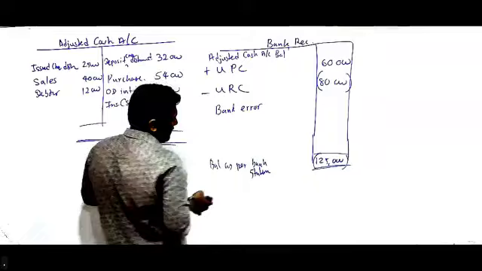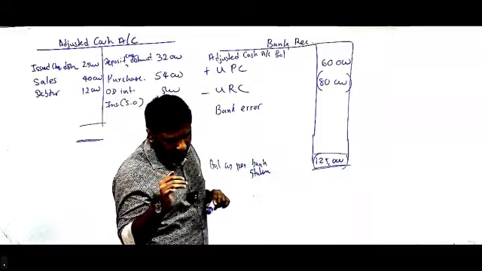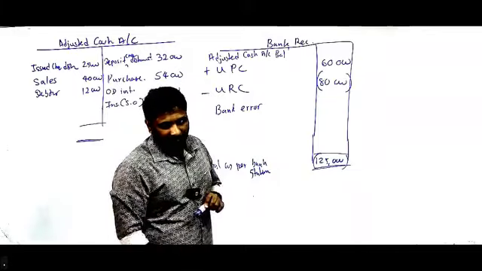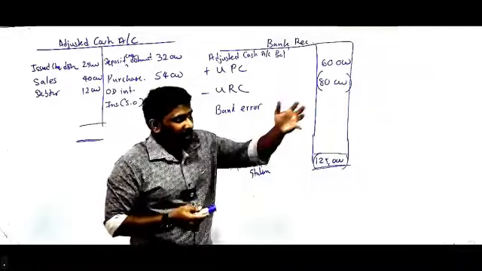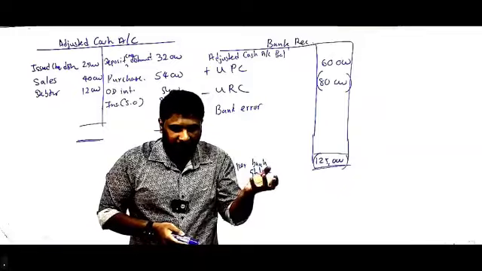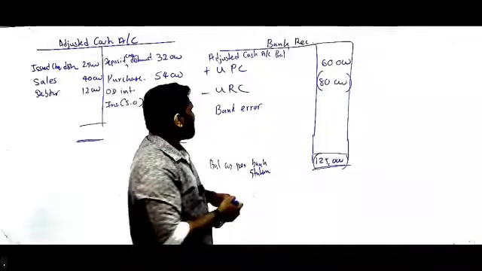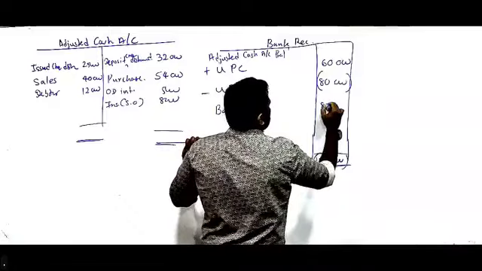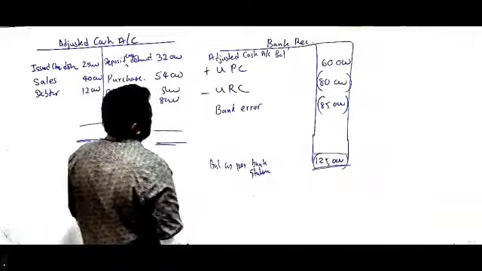Bank error. A check worth 85,000 deposited by the business. The bank has credited it to a different account. So my money is missing, no? My balance is less because of the mistake the bank made. 85,000 less because of the bank's mistake.